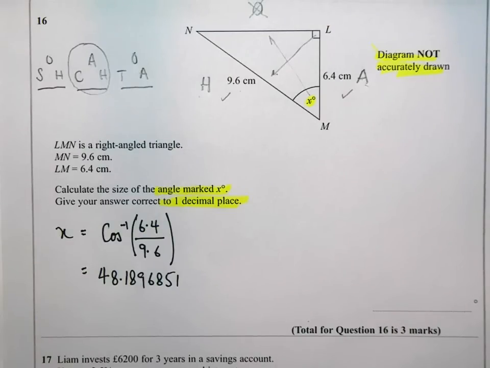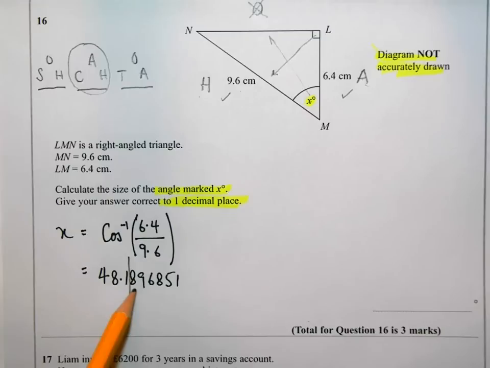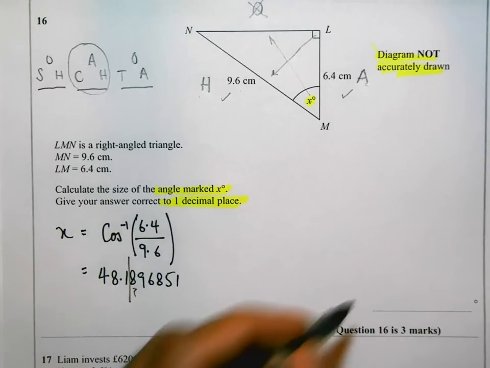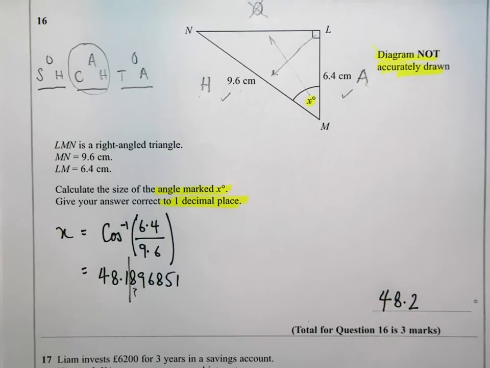However, this question said to give your answer to one decimal place. So if I cut my answer there, the number just after the line is an 8, so I'll need to round that up to 48.2 degrees. Now this is a pretty straightforward trig question, and if you get something like this, you should be able to get full marks in it. Those are three pretty straightforward marks. If you understand your trig and you can do it, make sure you do get them.